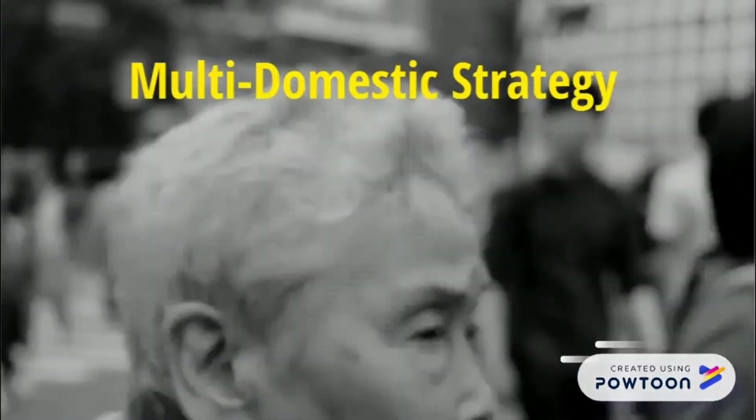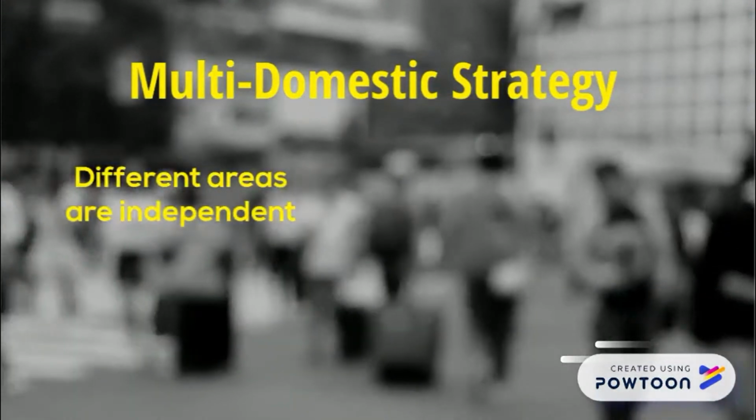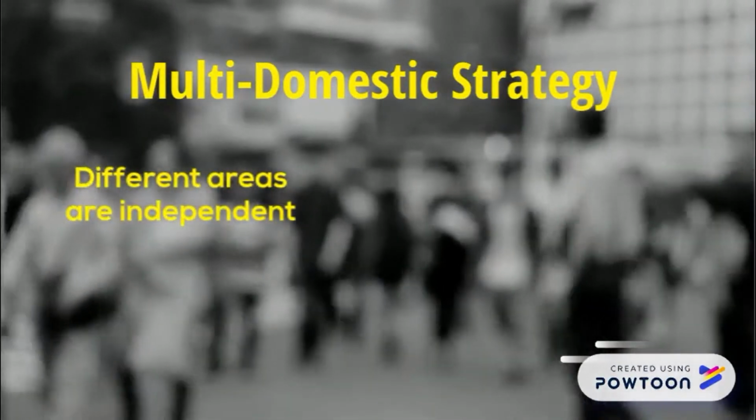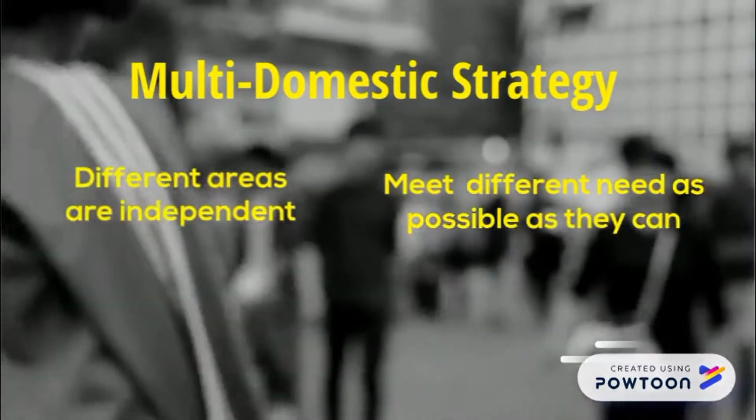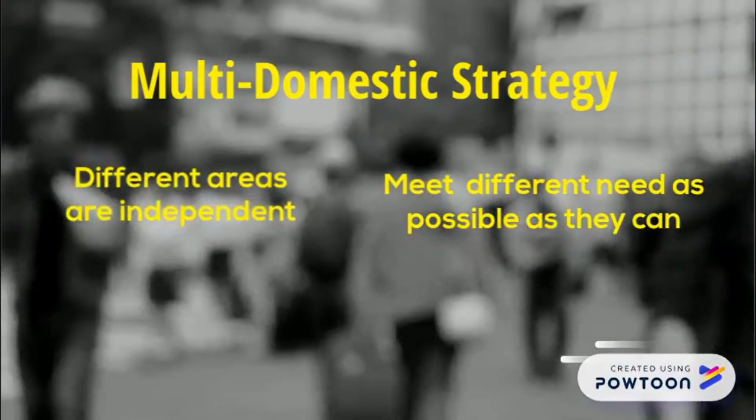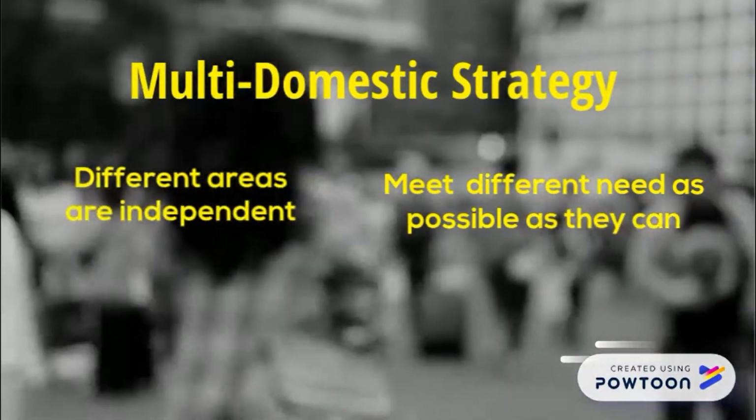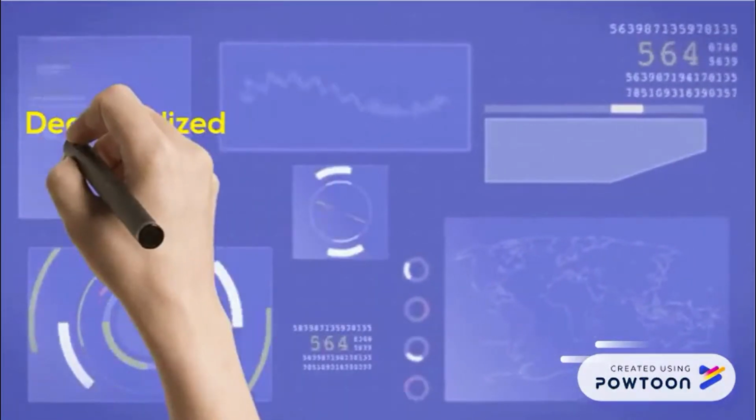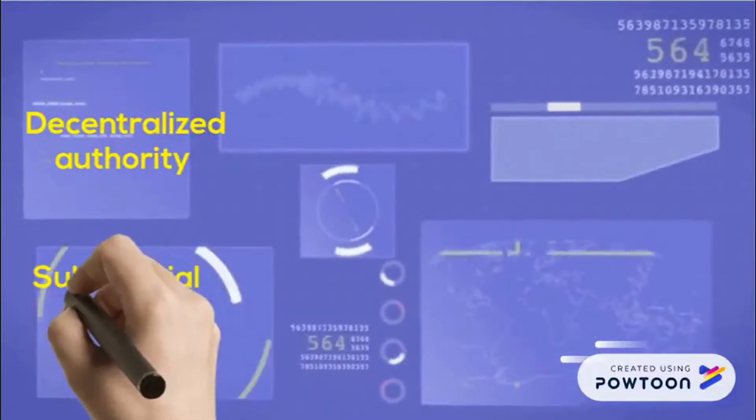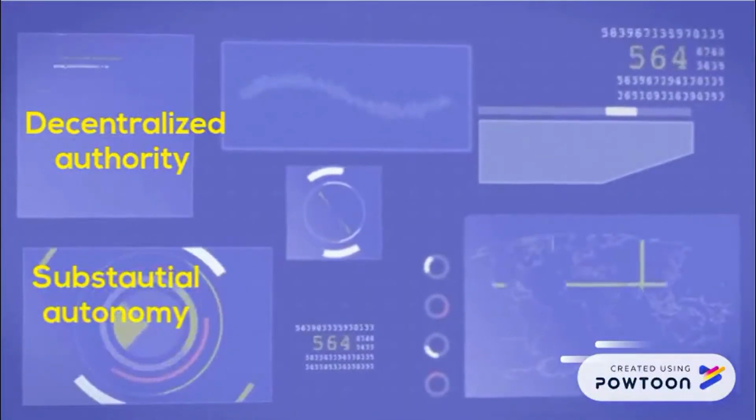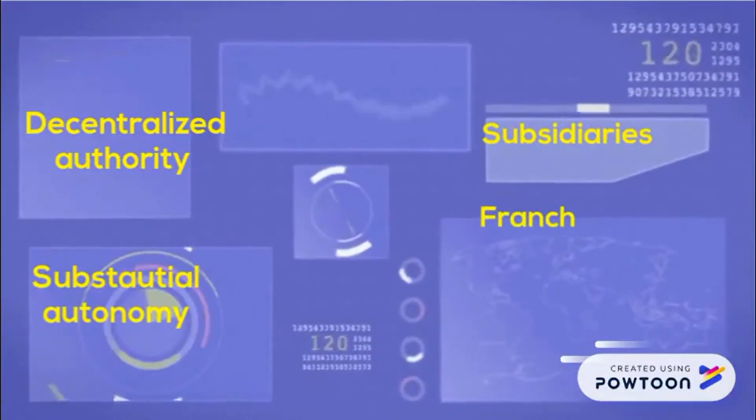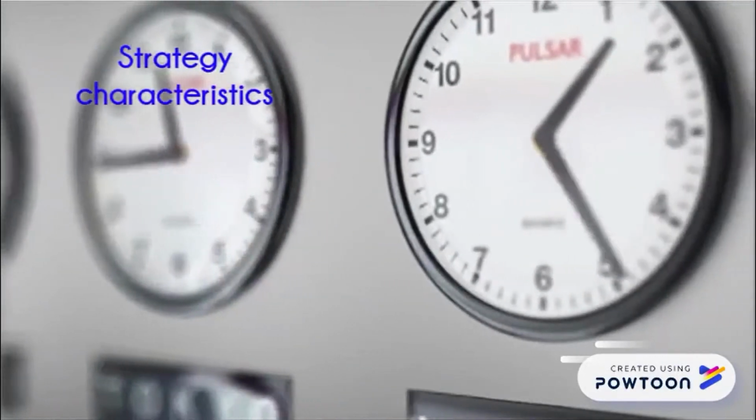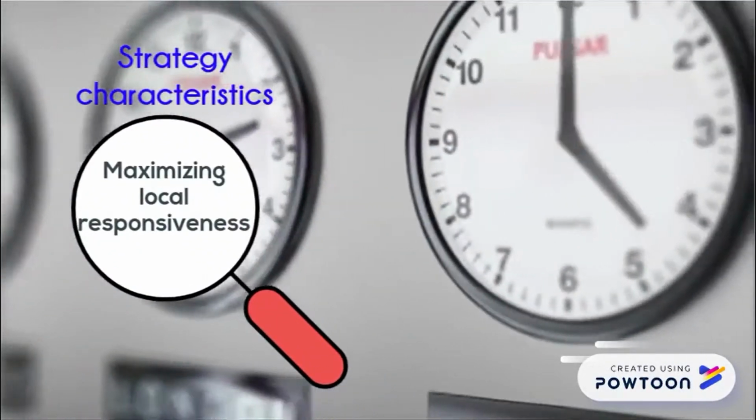This strategy views different areas as independent and different markets. Knowing that different markets have different needs, they try to meet different needs as possible as they can by having modification or creating special products for a certain area. This strategy has decentralized authority with substantial autonomy at each business by creating subsidiaries, franchises, or joint ventures with substantial independence. This strategy focuses on maximizing local responsiveness.